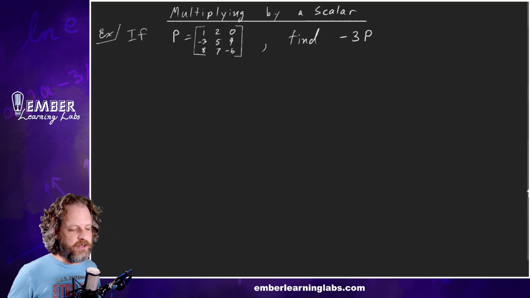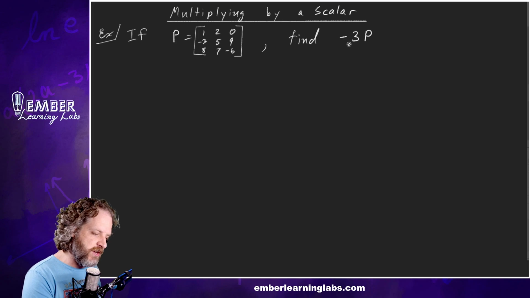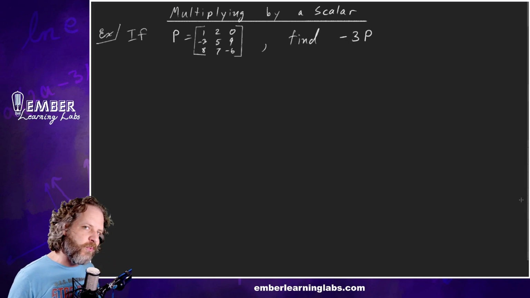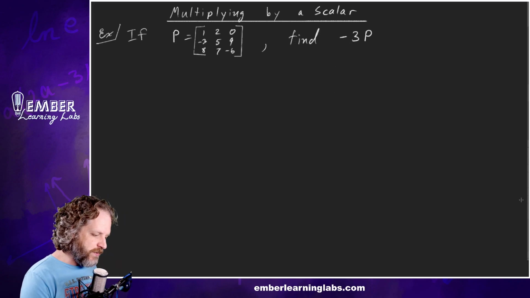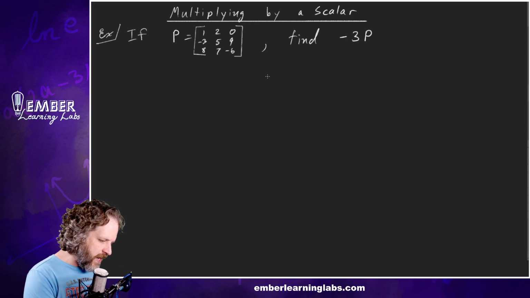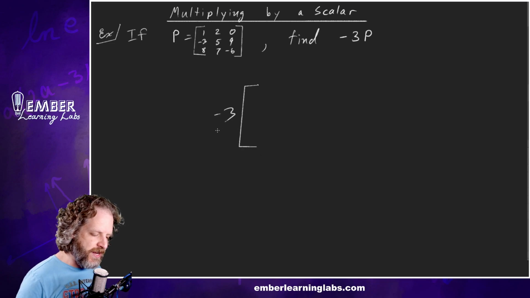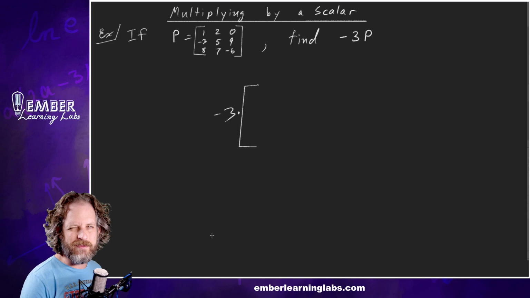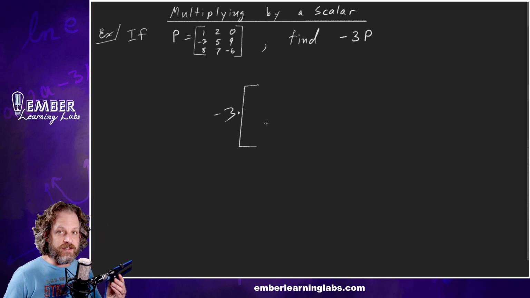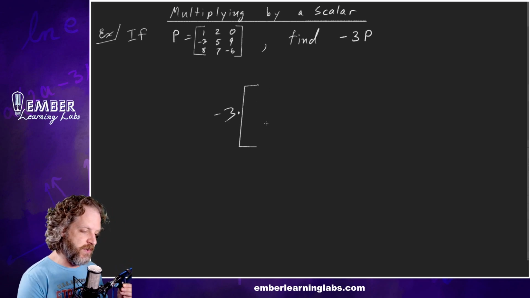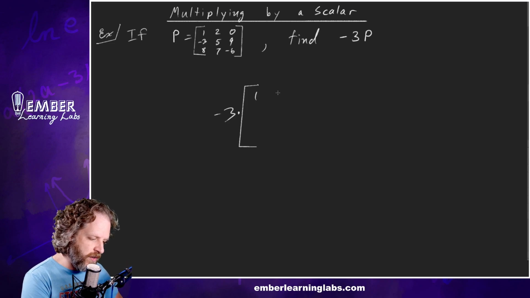So what if we were multiplying by a scalar? So just a number. So this is also really easy peasy, right? We got this matrix P, and we're supposed to find -3P. So make this a big old deal. -3 times, I'm going to go ahead and put the times, you wouldn't have to, but it's just going to add some clarity in there, make sure we can see what's going on. And then we've got the matrix 1, 2, 0, -3, 5, 9, 8, 7, -6.